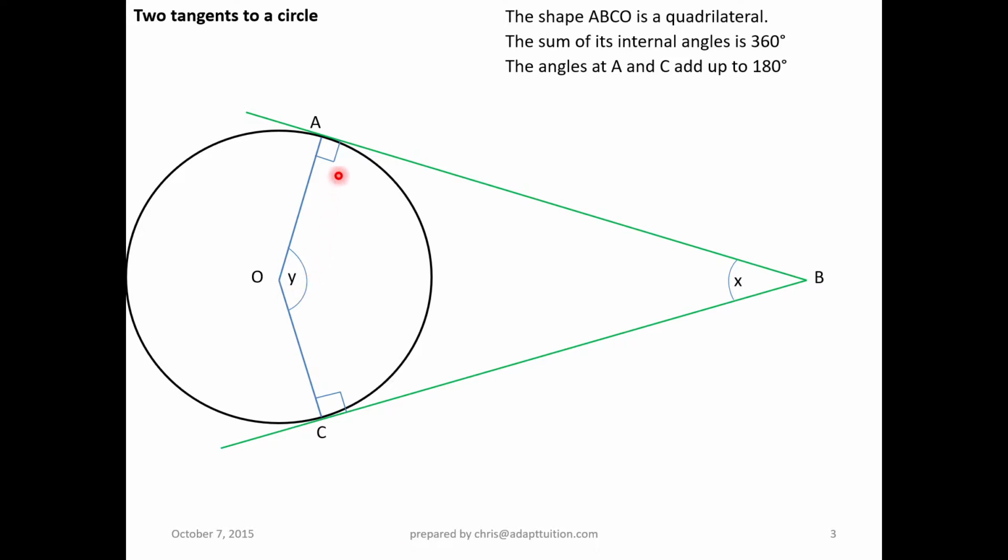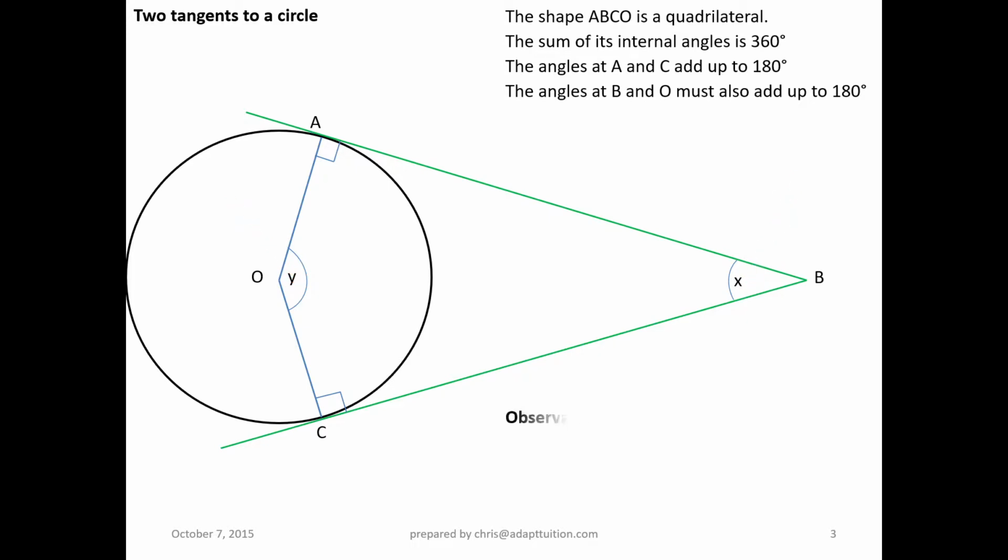Correct. If the sum of all the angles in the quadrilateral add up to 360, and these two angles at the points of tangency already account for 180, the remaining 180 must be accounted for by the remaining angles at X and Y. So the angles at B and O must also add up to 180. So those two angles there.